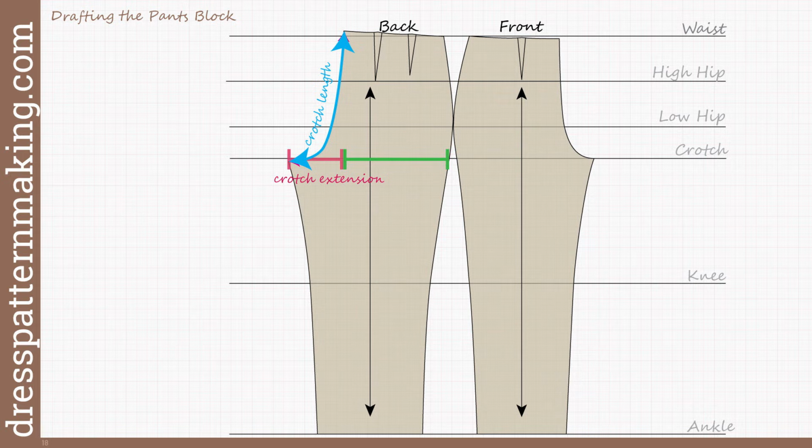Now the second main assumption that is made in most block making instructions is related to that same extension. With a standard figure, the extension that's calculated as a percentage of the hip not only gives the desired amount of ease in the thigh, it also just happens to magically end up with a correct crotch length for both the front and the back blocks.